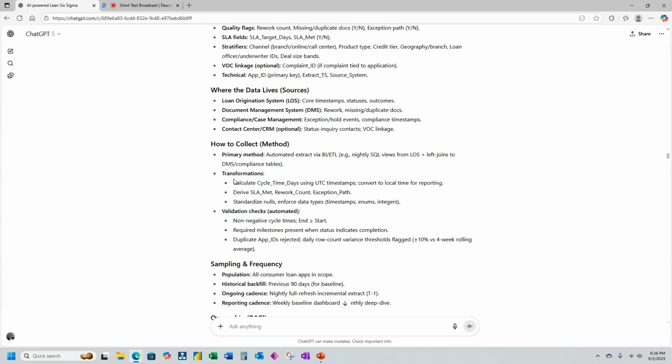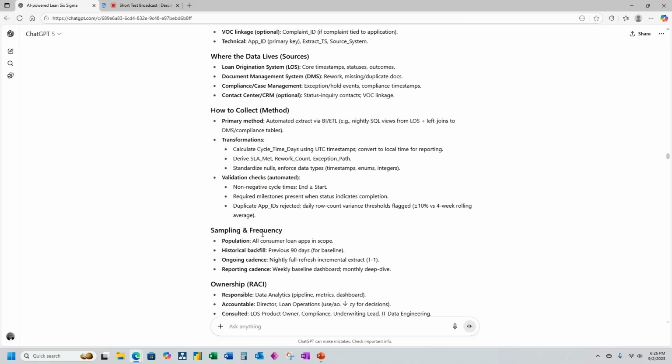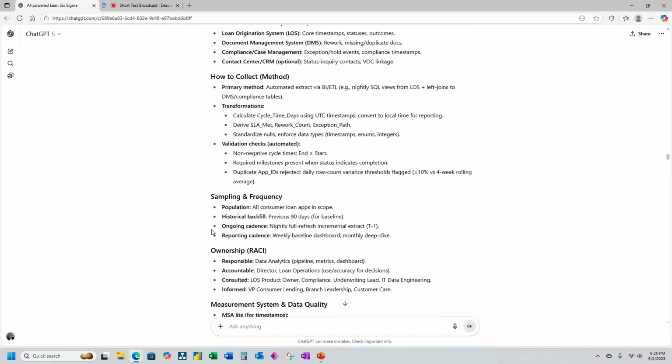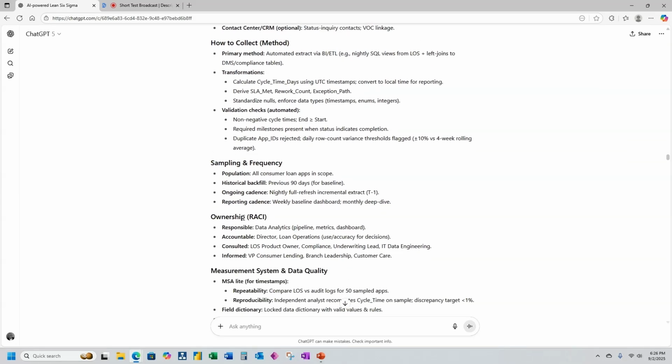Transformations, right? Gets into those details here. Validation checks, opportunity that could be automated here, right? Got that spelled out. Sampling and frequency. It even provided the RACI, that is a responsible, accountable, consulted, and informed model here for ownership with the titles of the people involved, their roles.